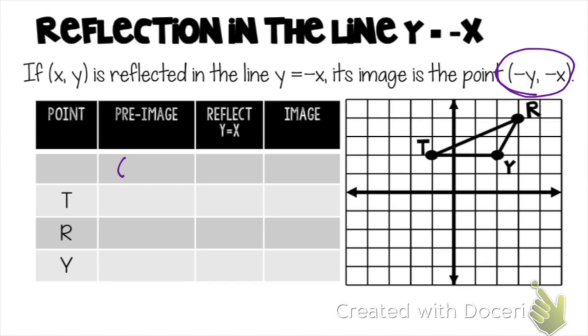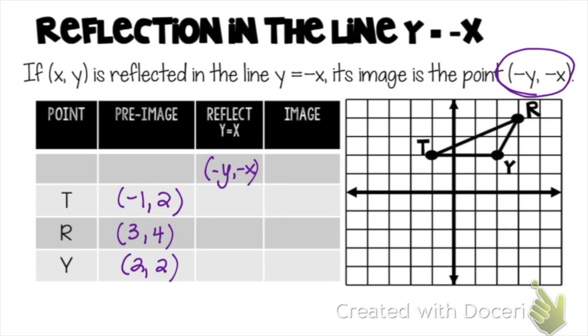So again, we're going to be on the points -1, 2, R is at 3, 4, and Y is at 2, 2. So we flip the y to the front, it's going to become -2. The x is going to become a +1. The second point, we switch the order and change the sign, so they're both going to become negative. And then for the last one, it's still going to be -2, -2. So all we have to do on that one is change the sign.